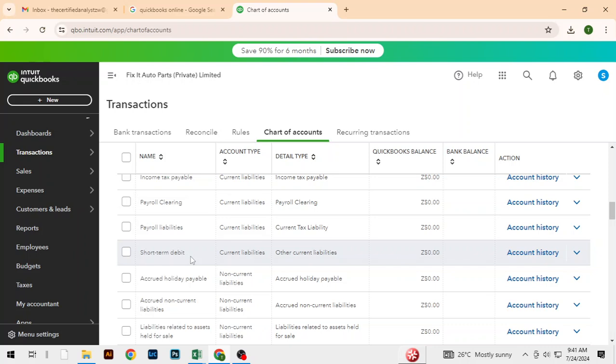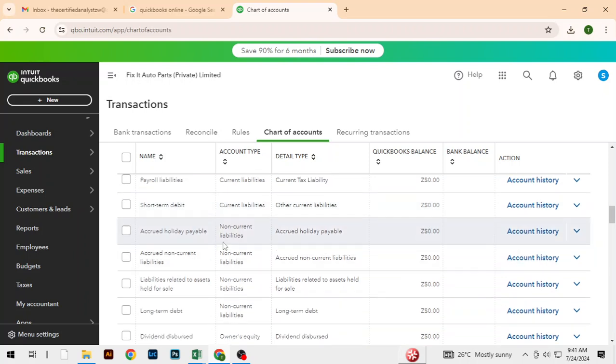Then we've got short-term debit. I'm not sure. Okay, short-term debit could be short-term debt. Yeah, sort of. So short-term debt, obviously, all businesses are funded by either equity or debt. So at some point you may need to raise short-term debt to fund your working capital. So you have to add it, and you use this to account for that.